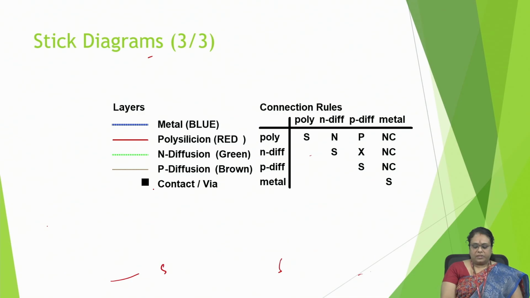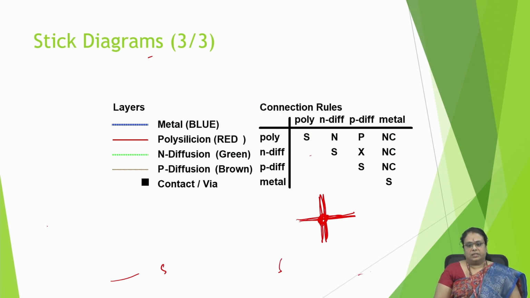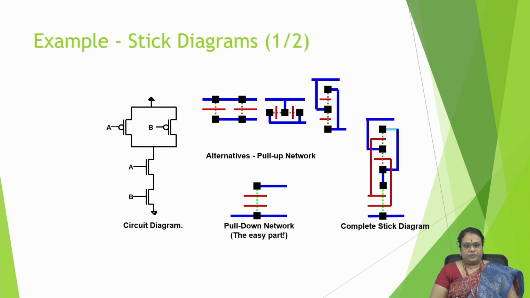And the connection rules. Please remember that generally whenever we cross N diffusion or P diffusion with a poly, it is a transistor. If you put a via here, that cannot be a transistor. It is no more a transistor. You need to understand that. These are the rules which are representing those. Just now we have understood the connection rules for it.